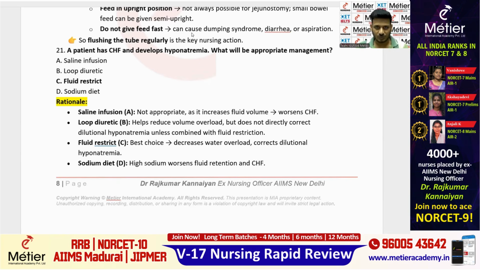Okay guys, let's begin the question paper discussion of the NORCET-9 mains question paper. So the 21st question we are discussing: a patient has congestive heart failure and develops hyponatremia. What will be the appropriate management?